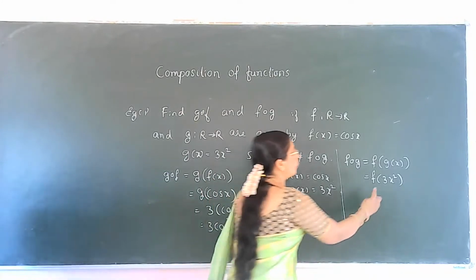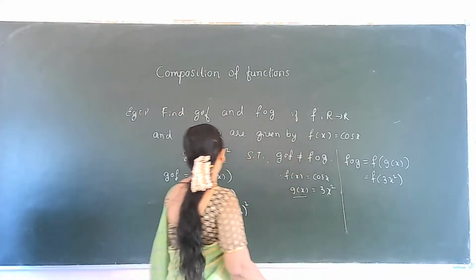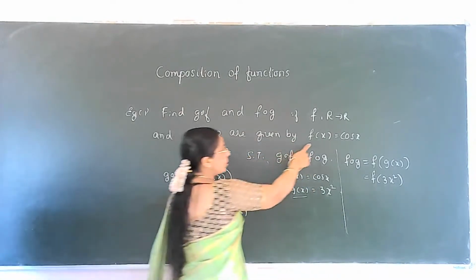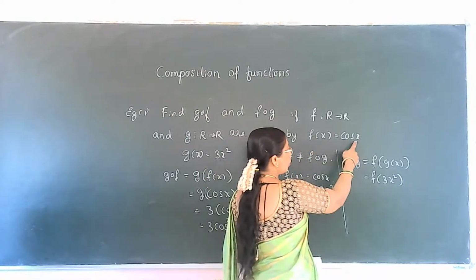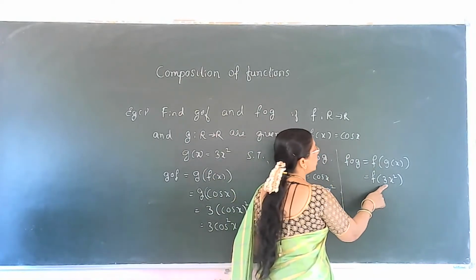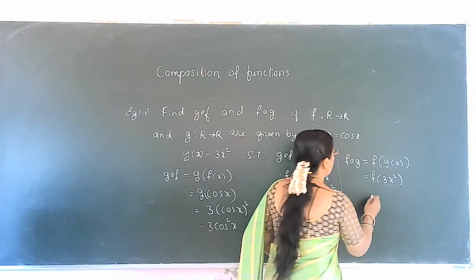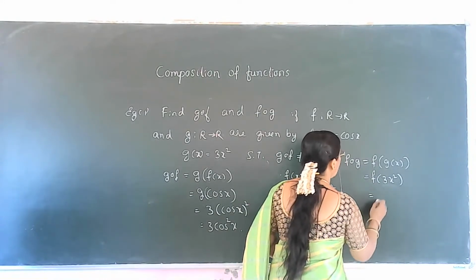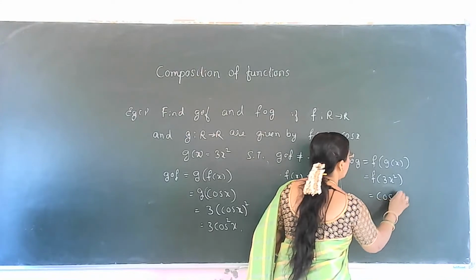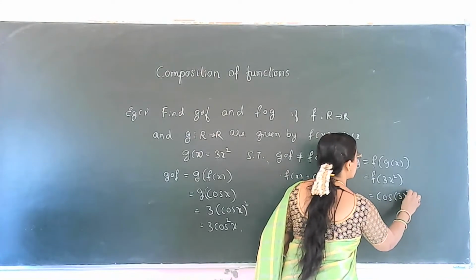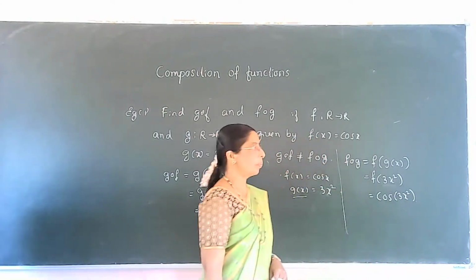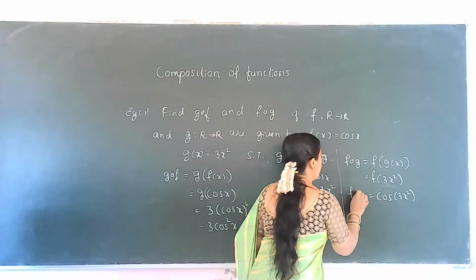3x square. We substitute 3x square in the f function. f of x equal to cos x. We substitute 3x square in place of x. Therefore, f of g of x is equal to cos of 3x square.